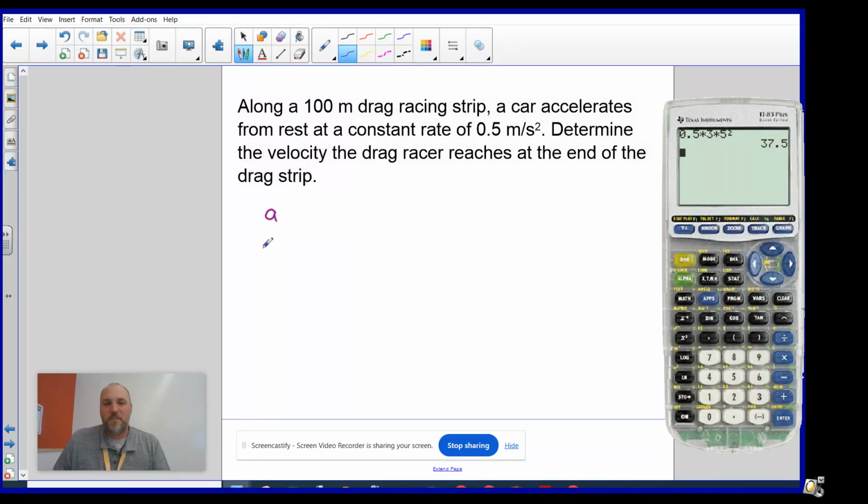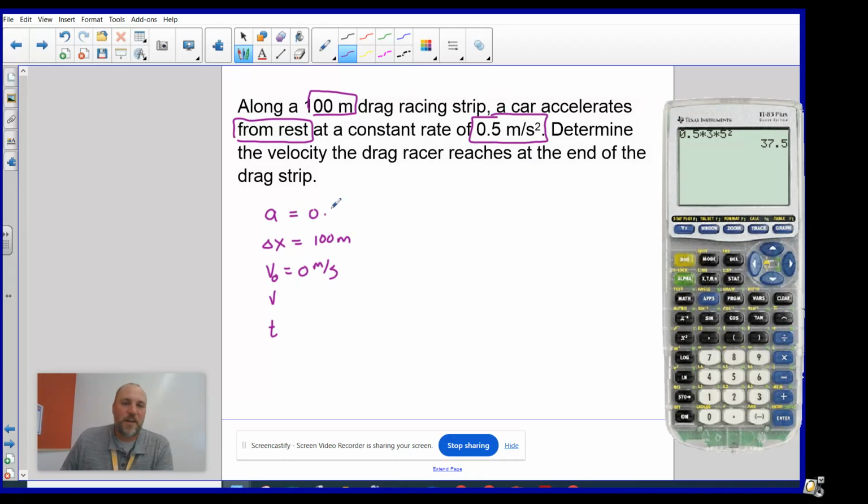Again, let's list our 5 kinematic variables: acceleration, displacement, v initial, v final, and time. 100 meters, that looks like a length here, so it's a 100-meter drag racing strip. That will be our displacement, 100 meters. Accelerates from rest. So again, we have some of that implied data. From rest means the initial velocity is 0, and our acceleration is a rate of 0.5, so 0.5 meter per second squared.